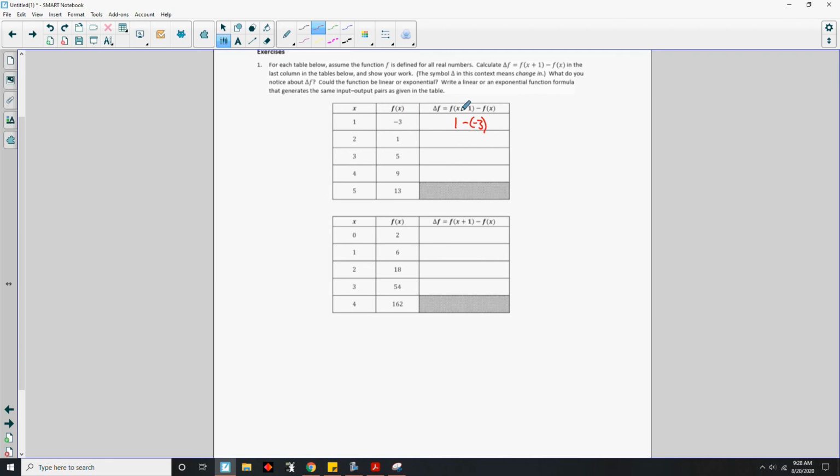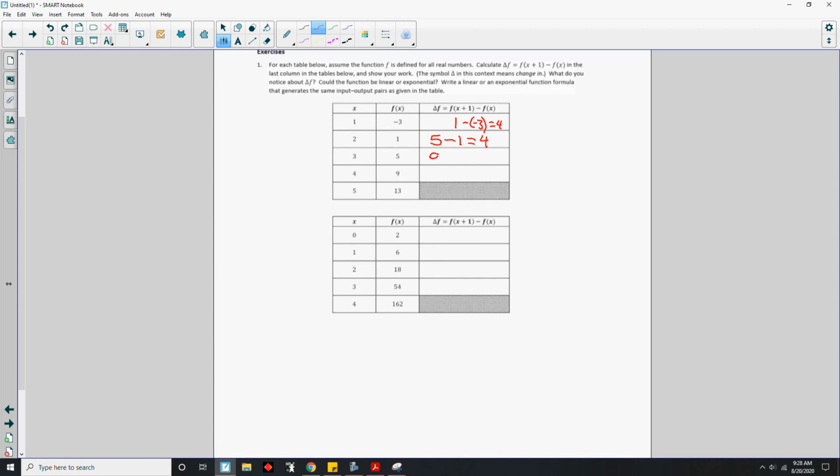Okay, so hopefully that makes sense to you. So this would be 1. That's the next term. It's the next y value. So think of it as y2 minus y1, like I just showed you in slope. And 1 minus a negative 3 equals 4. Now when I do it again, f of x plus 1 on this line would be 5. The next y value, 5 minus my f of x, which is 1, equals 4.